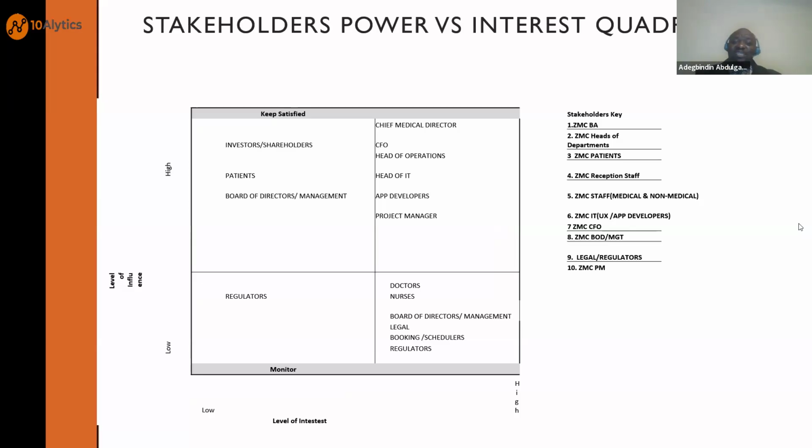The second quadrant, the influence is high, the level of interest is also high. So those ones are your key people that you need to look at. The third quadrant, the influence is low, the level of interest is low. Those ones, just make sure they are informed, but you don't need to do too much work on them. So this helps you to know where to put your power.